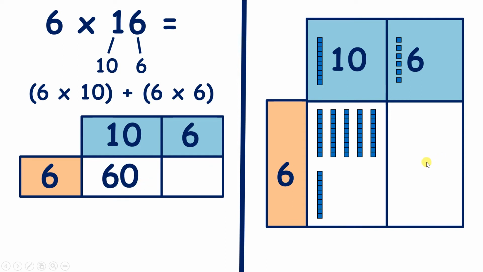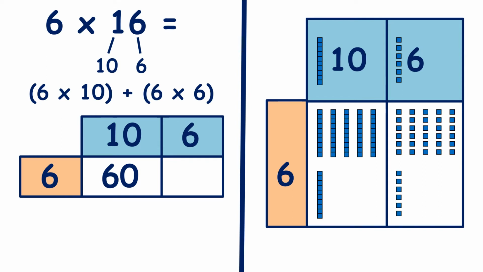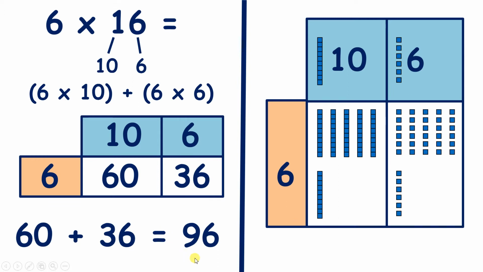And now we have 6 times 6. So we have 6, 12, 18, 24, 30, 36. So 6 times 6 is 36. Now what do we need to do? We need to add 60 and 36, and that gives us our answer. So 6 times 16 is 96.